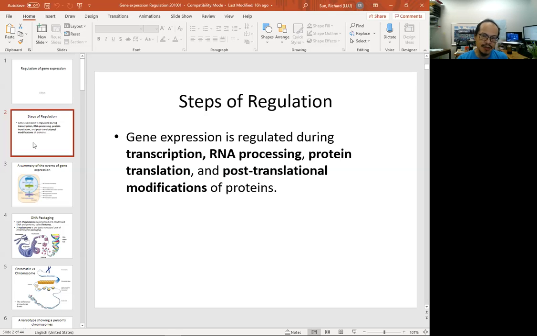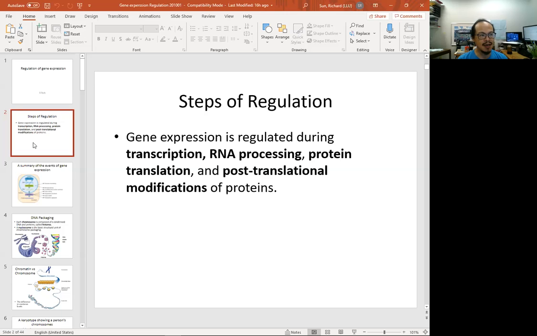Now, in these two steps, there are several ways that we can regulate it. The first is to work on the transcription, to control whether to transcribe it or not. That's a very important one, to make it easier to transcribe or more difficult to get transcribed, so the gene can be expressed or not. So the very first step is to control the transcription.